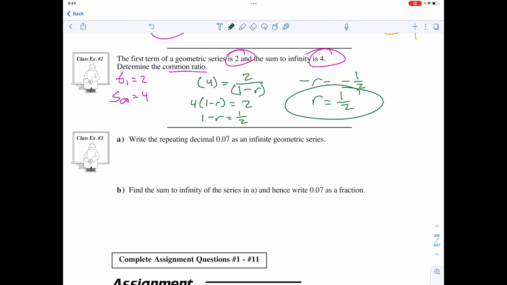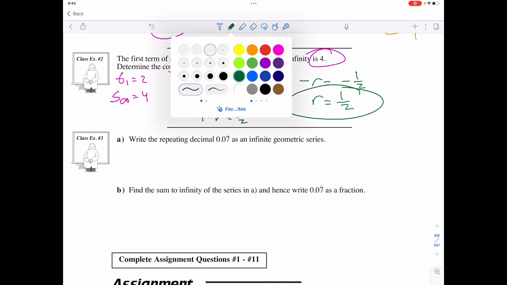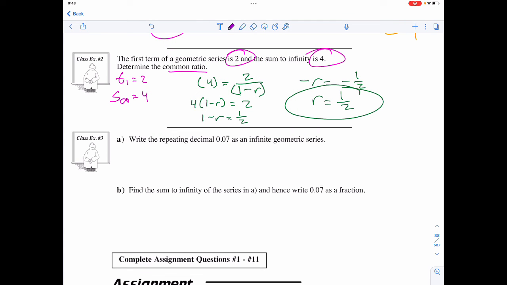We can use an infinite series to represent a repeating decimal. If I said that I had 0.077777, and so on and so forth, then I could say that all I'm doing is adding each digit that comes after the first 7. How would I write that?